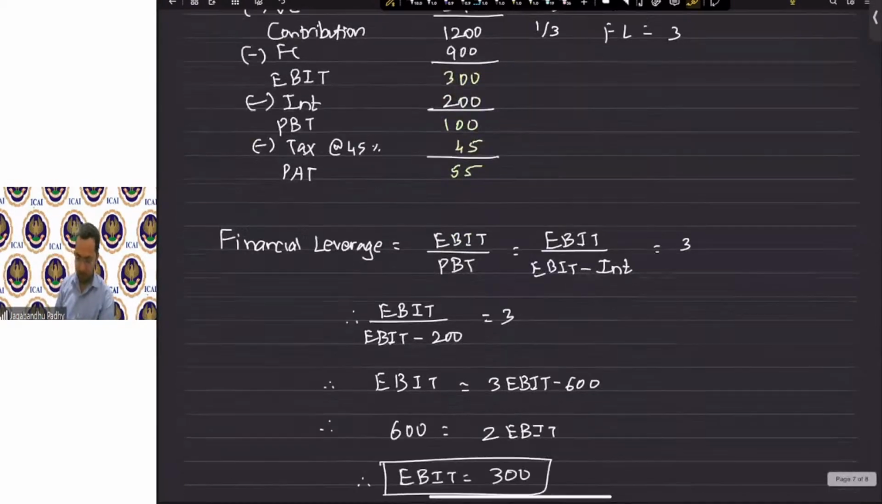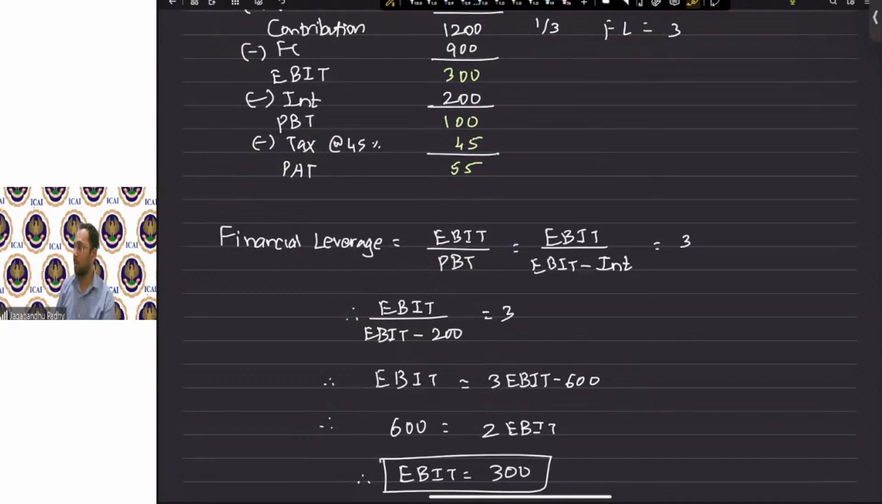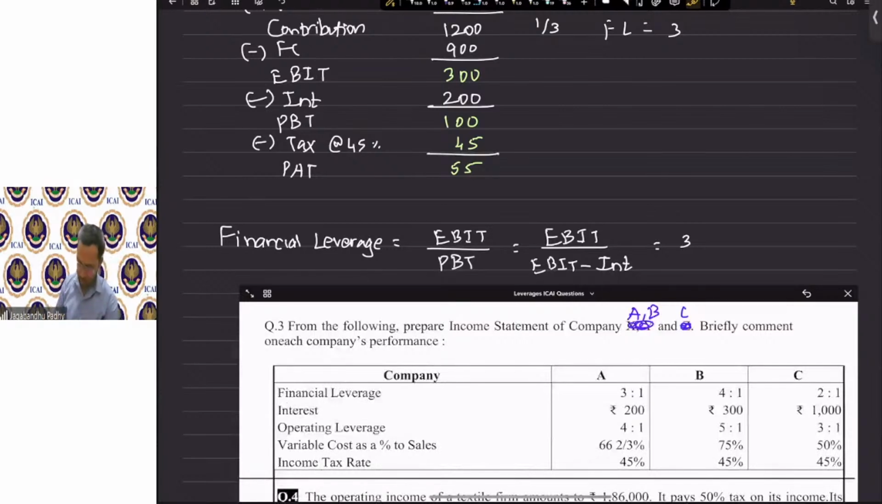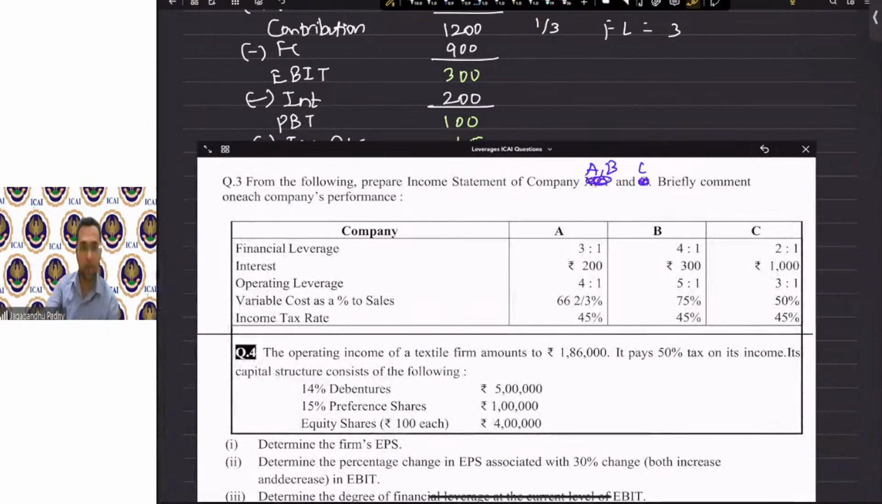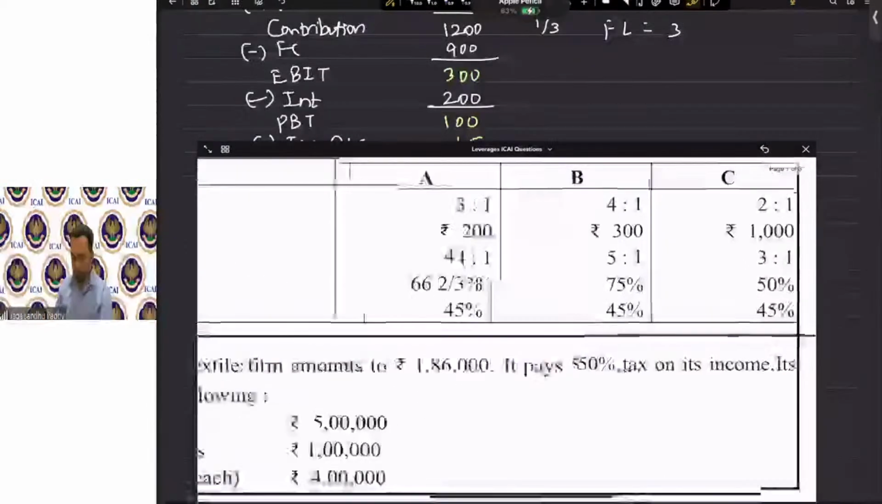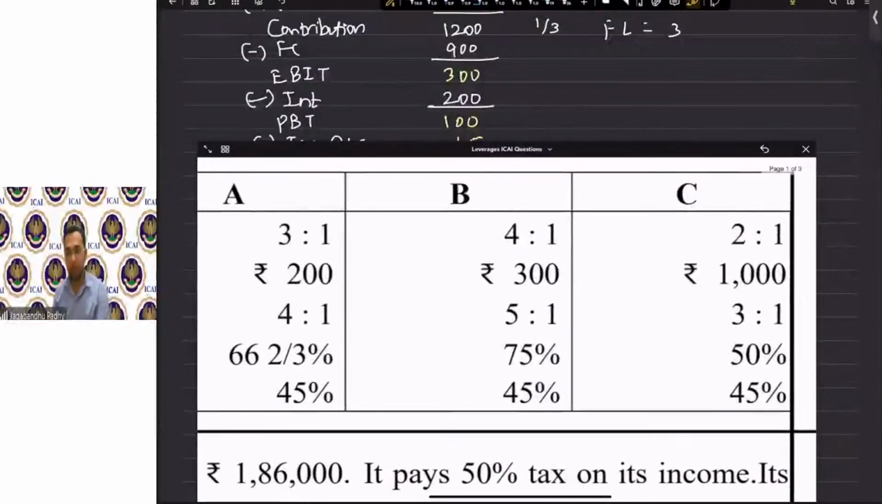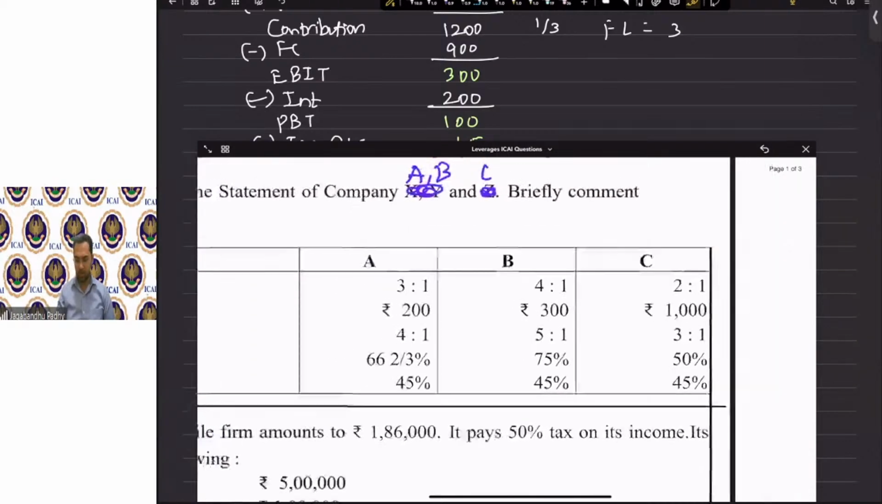Then similarly, can we do it for company B and C on your own? Can you solve for company B and C on your own? Yes or no? Can we solve it for company B and C? Yes. Okay, so you can just quickly take down the numbers.